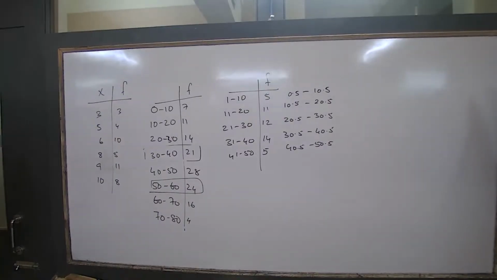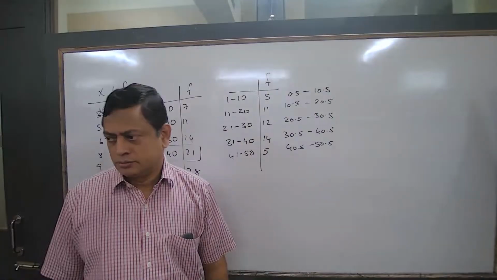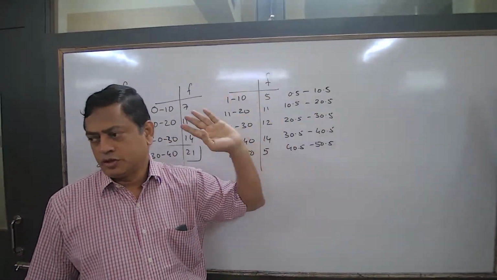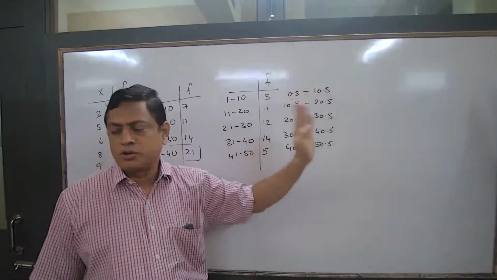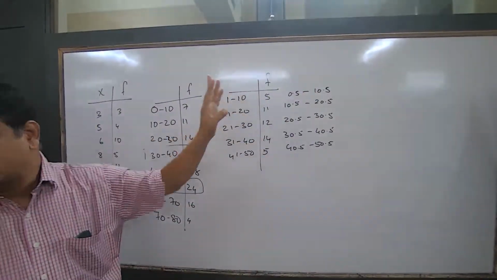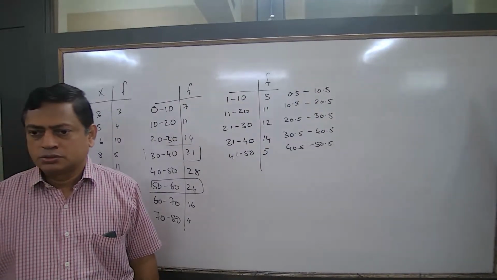Indirectly. Sir, after making it continuous, will we now consider 10.1 or not? If it is continuous, this value does not belong to this class. 10.5 will belong here. If it is continuous, the upper limit does not belong to that interval. If it is not continuous, both limits belong to that interval. Clear? All of you, everyone?